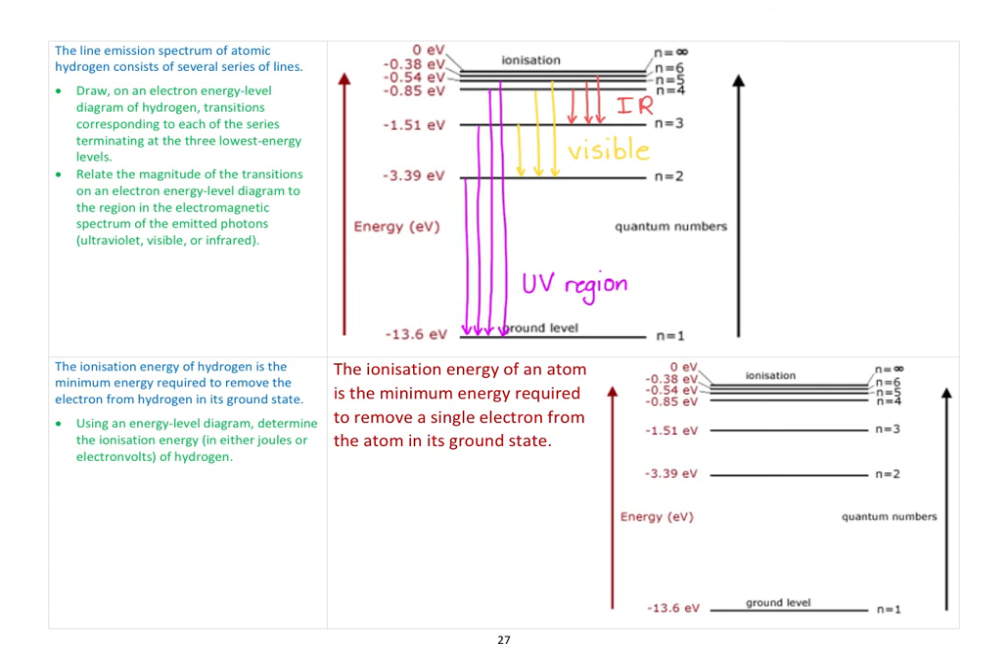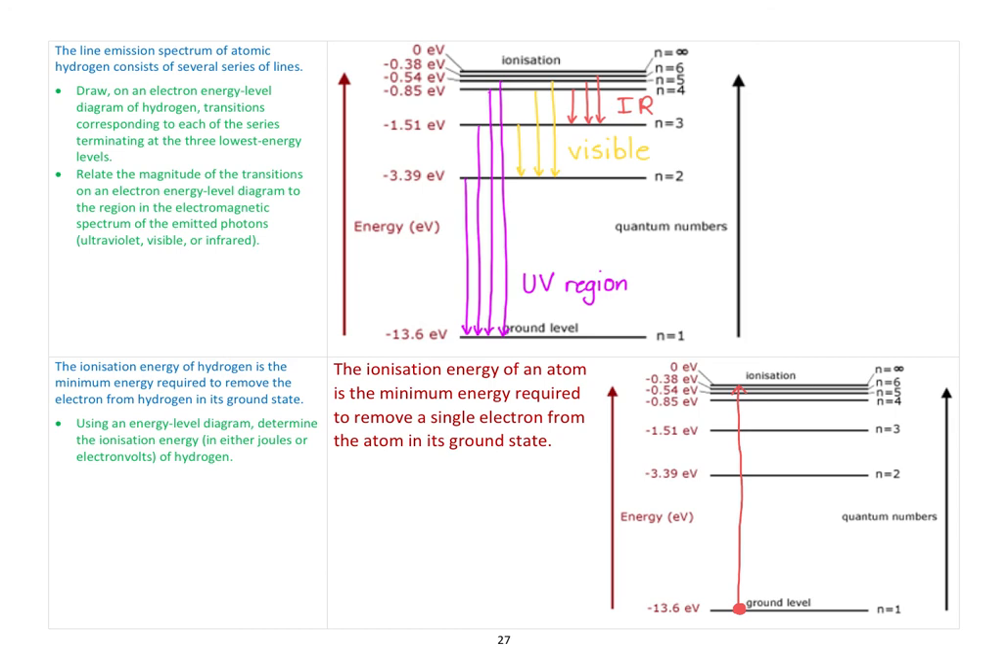The final thing we need to know about for this subtopic is ionisation energy. So the ionisation energy of an atom or an element is the minimum energy required to remove a single electron from the atom in its ground state. So if we have a hydrogen atom here and it's in its ground state down here, what is the minimum amount of energy we need to put in to completely boot the electron right out of the atom?